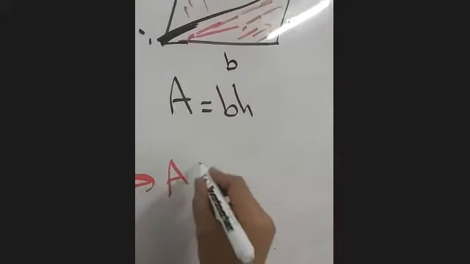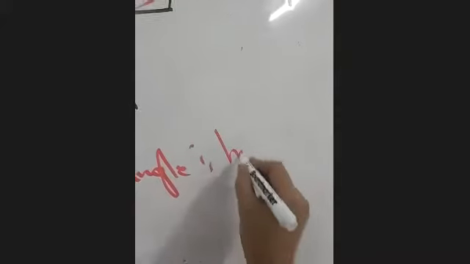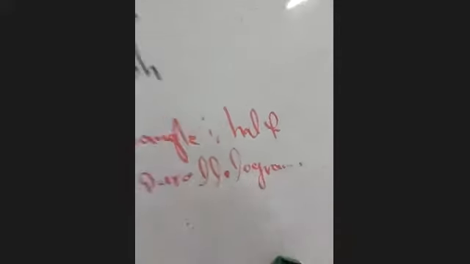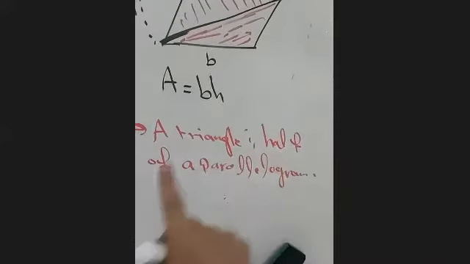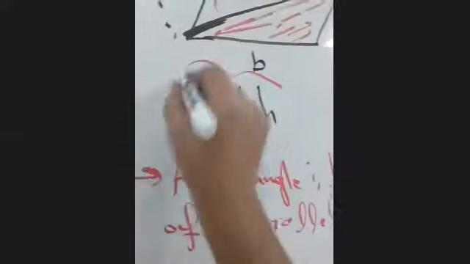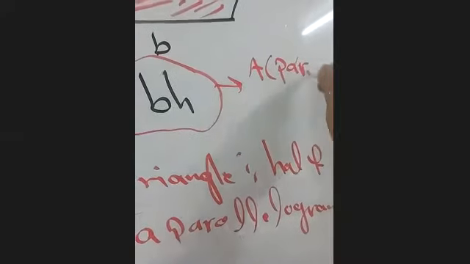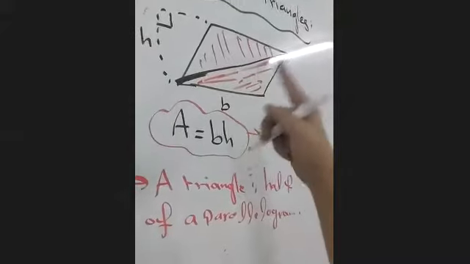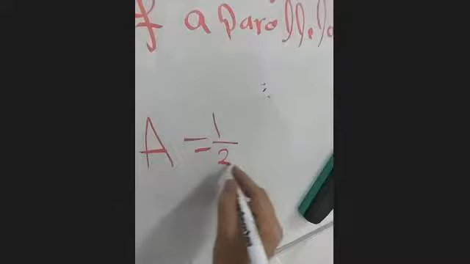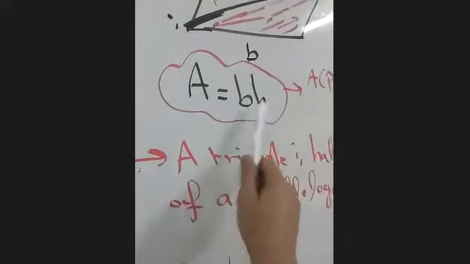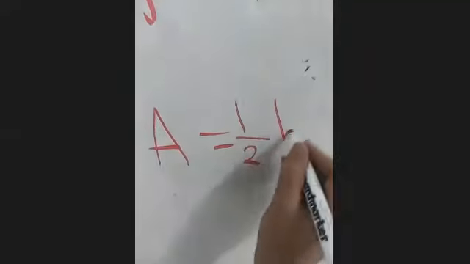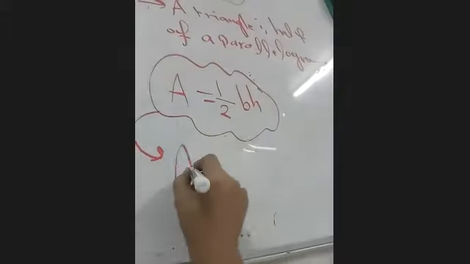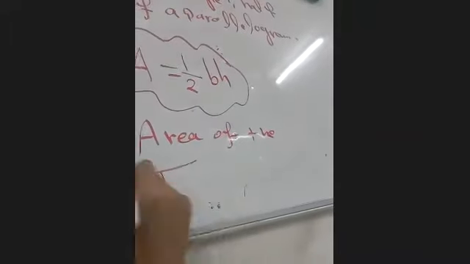So a triangle is half of a parallelogram. This means the area of the triangle is half of the area of the parallelogram. This is the area of the parallelogram, right? Now we want to find the area of the triangle. Because the triangle is half of the parallelogram, the area of the triangle is half of the area of the parallelogram, which is BH. So half of BH. This is the formula for the area of the triangle.